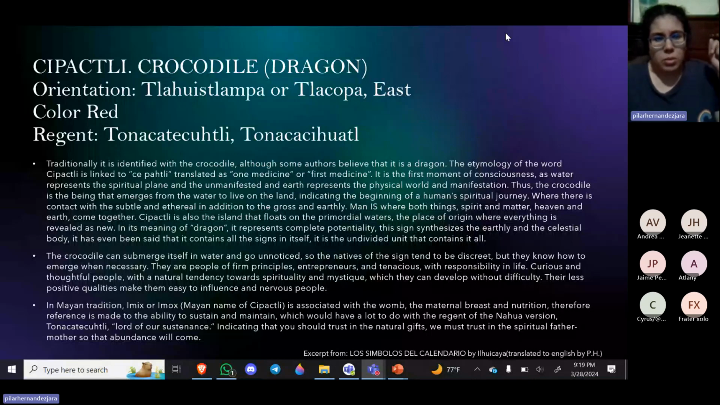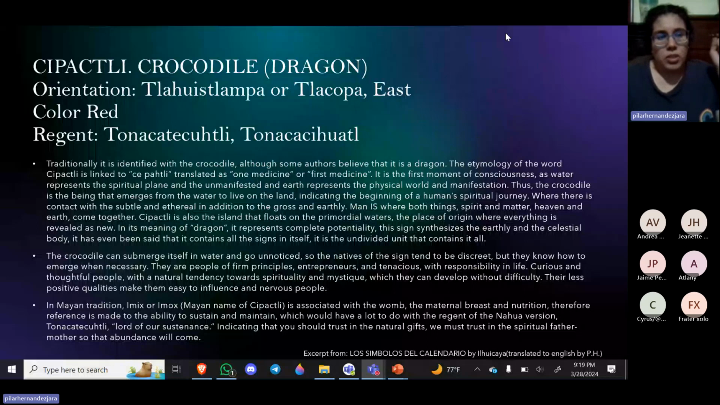The crocodile can submerge itself in water and go unnoticed. So the natives of the sign tend to be discreet, but they know how to emerge when necessary. They are people of firm principles, entrepreneurs, and tenacious, with responsibility in life. Curious and thoughtful people with a natural tendency towards spirituality and mystique, which they can develop without difficulty. Their less positive qualities make them easy to influence and nervous people.